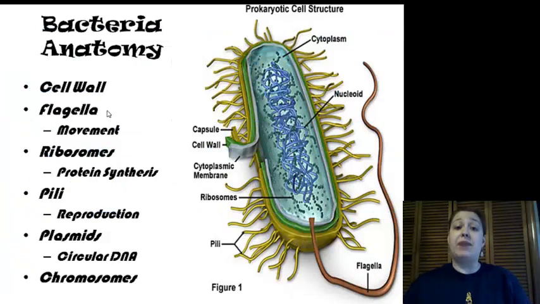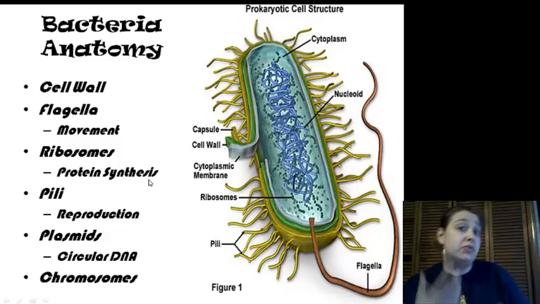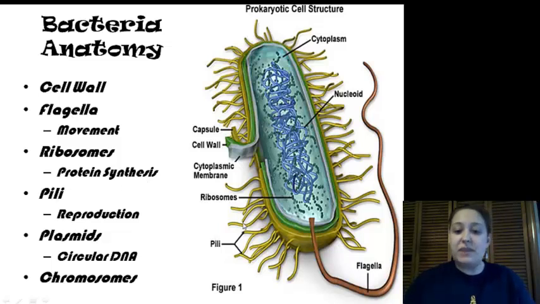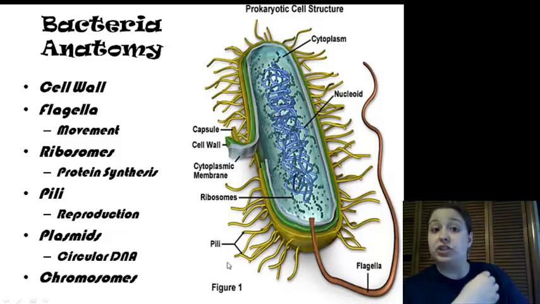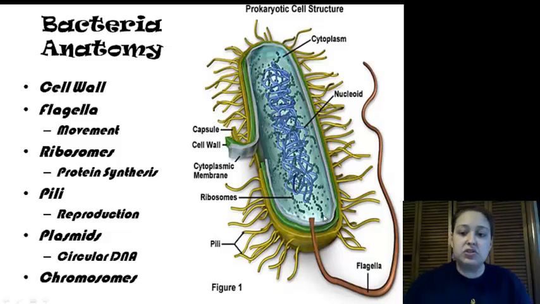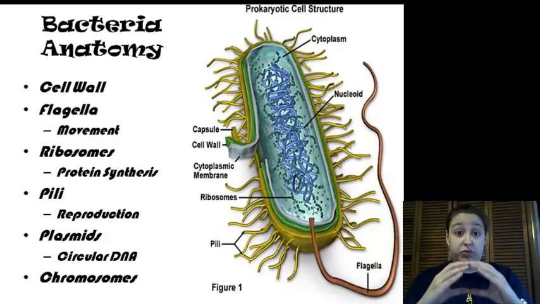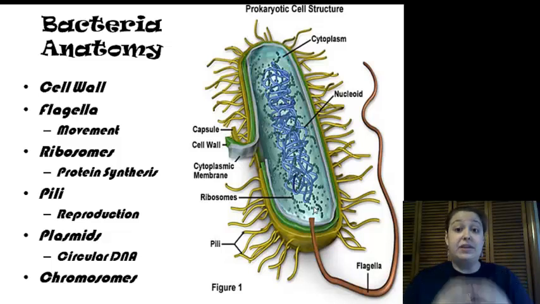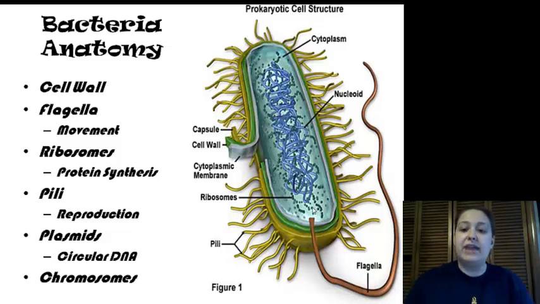Bacterial anatomy. Now we all know that they have a cell wall. With that cell wall comes a cell membrane. They have a flagella for movement. They have ribosomes for protein synthesis. They have pili, which are going to be used for reproduction. And plasmids. Now plasmids are little circular pieces of chromosome that are not part of their normal chromosome. So circular pieces of DNA. Now these plasmids can give them extra abilities. And then of course they have their chromosome in a nucleoid region.